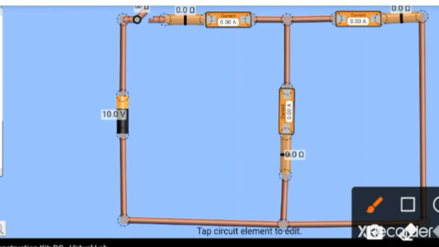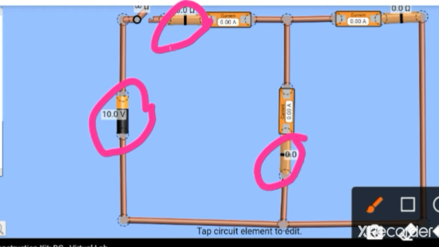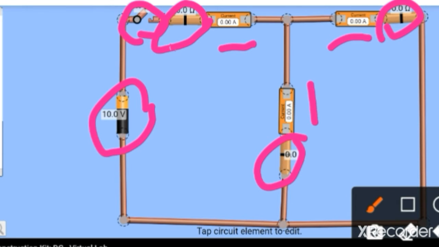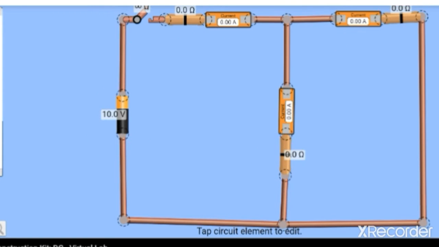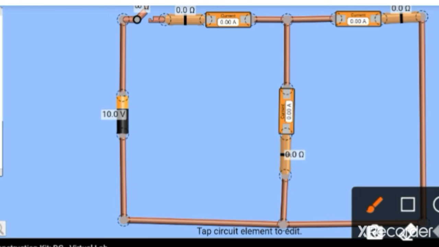Consider this closed circuit. This circuit has a battery of some 10 volts, and now the resistance of the circuit will be 0.0, and this is 0.0 volt. The switch will be in the open condition, and these are all the ammeters used to measure the current value in the particular branches. So now we know the formula for Ohm's law.